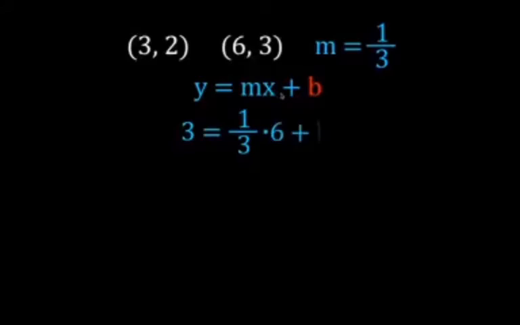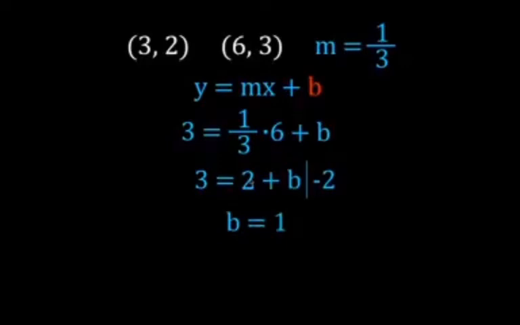So we substitute gradient 1 over 3 times 6 plus b. So simplifying that, 1/3 times 6 gives us 2. Gives us 2 plus b. So if I solve that equation, that's going to be removing 2 from both sides. So my b is 1. So b is equal to 1.